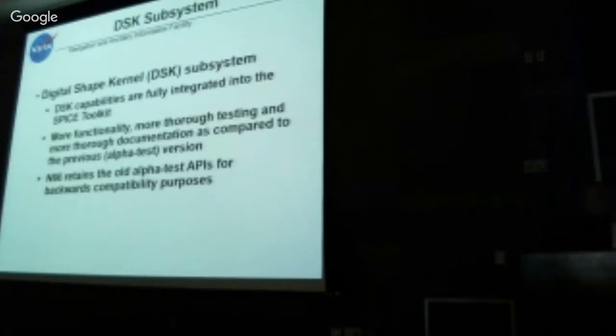All DSK capabilities are fully integrated into the SPICE toolkit, and the official version of the DSK, which is a part of the latest SPICE toolkit, provides more functionality, more thorough testing, and more thorough documentation as compared to the previous alpha test version, which has been available in the SPICE toolkit for the last couple of years. N66 retains all alpha test APIs of the Digital Shape Kernel subsystem for backwards compatibility.